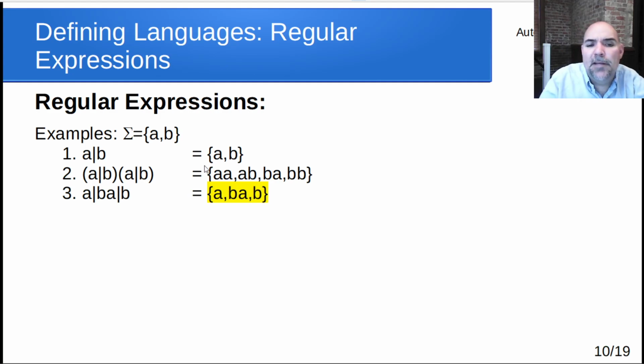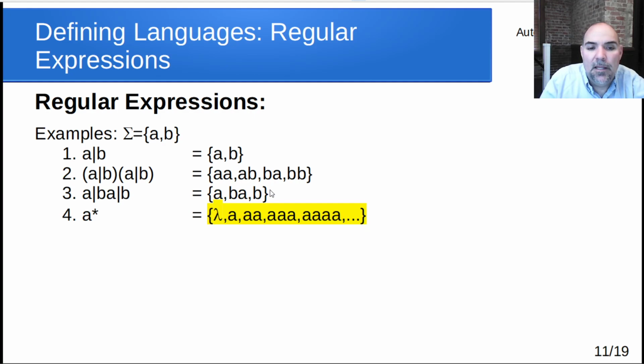And one thing to keep in mind is the order doesn't matter. You could have done A, comma, B, comma, BA. It would be the same language that we have here. But notice that I kept it in this order to match the expression over here. But order doesn't matter. These are just sets. These are not sequences. So we could have listed these in any order we want. They're the same set.